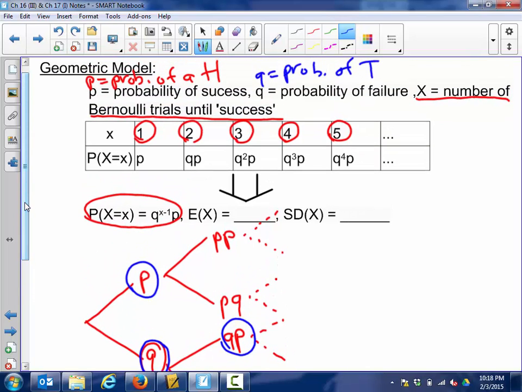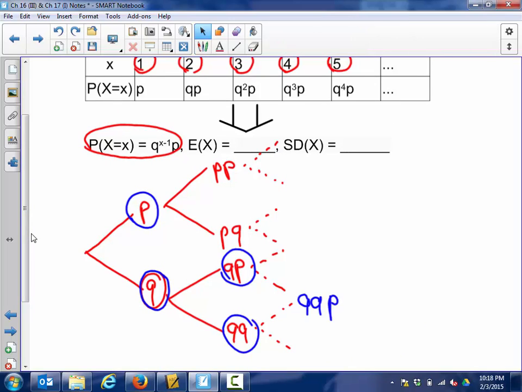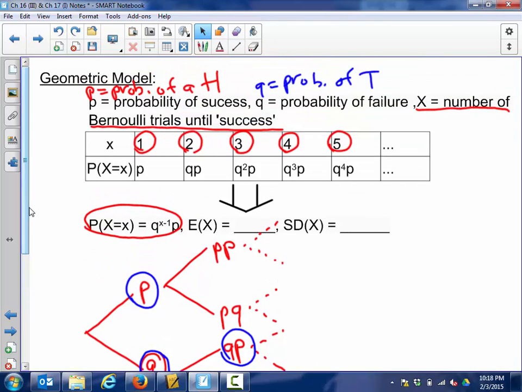And then if you're going to have 3 coin flips or 3 Bernoulli trials before you see your first success, that would be Q, Q, P. Failure, failure, then success. All right, so to have the probability of any given number of Bernoulli, let's see, let me back up.